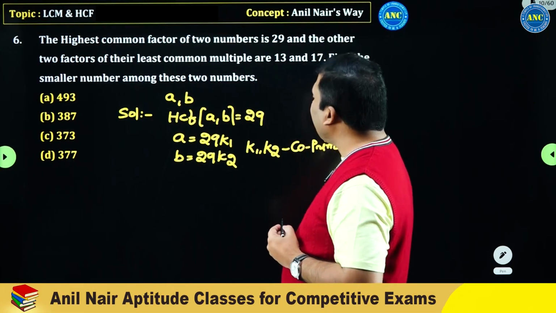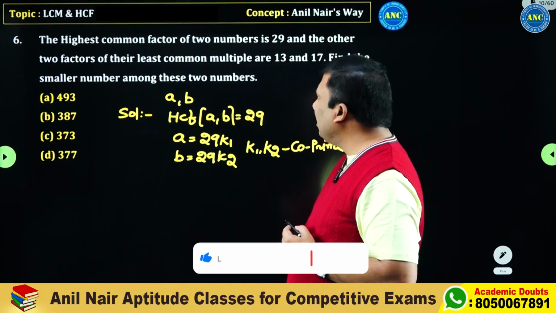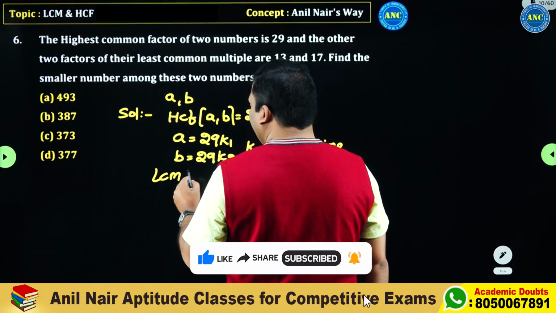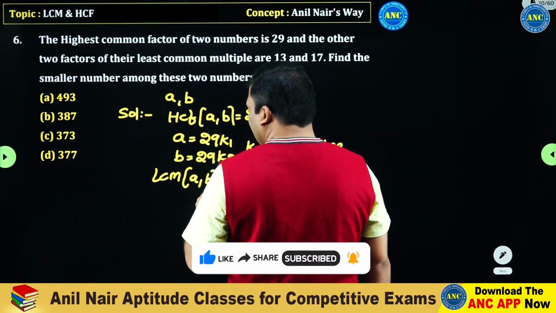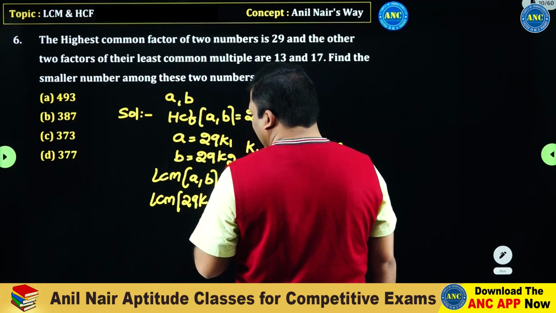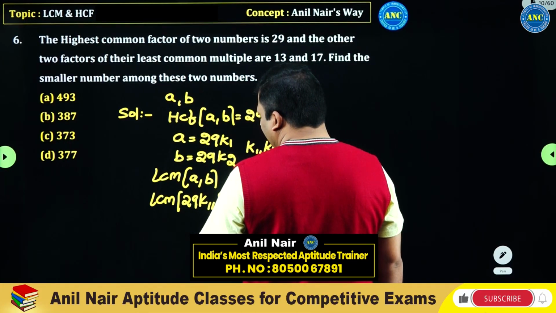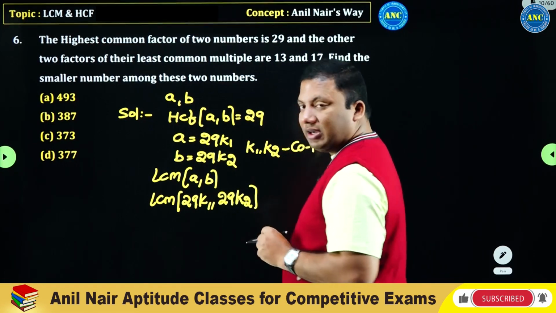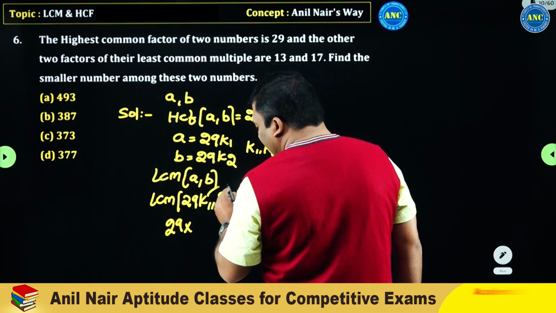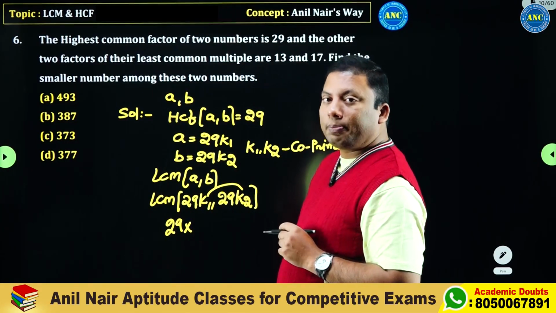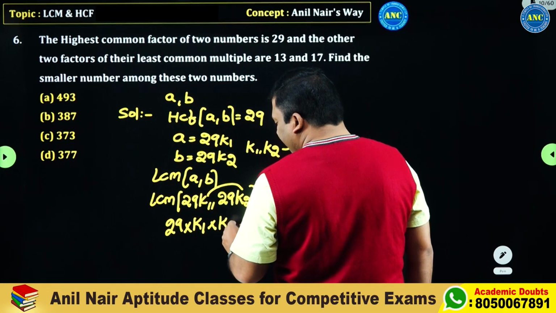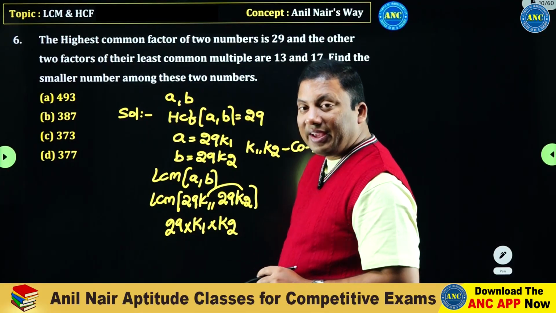Now see what is given: the other two factors of their least common multiple are 13 and 17. That means LCM of a, b, LCM of 29 K1, 29 K2. 29 is common. K1 and K2 are co-prime numbers. What is the LCM of co-prime numbers? Their product. So 29 into K1 into K2.